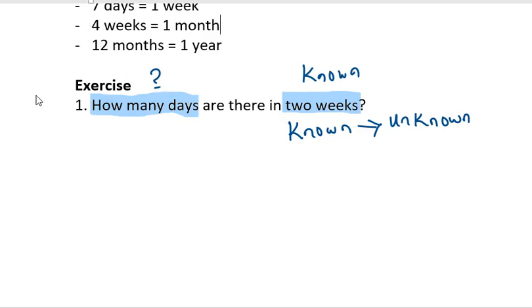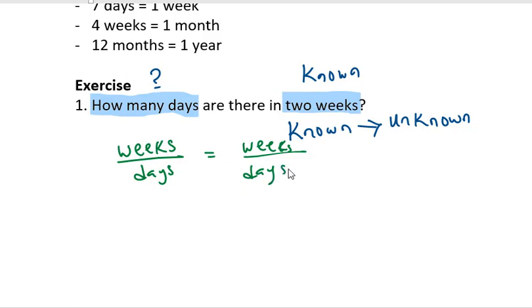Okay, from here we know 2 weeks, right? So we know 2 weeks. You can arrange your proportion, use proportion style. You can arrange proportion in weeks over days. So you can say weeks over days is equal to the same thing again, weeks over days. Okay, here from the question we have 2 weeks. We don't know the number of days, x days or y days.